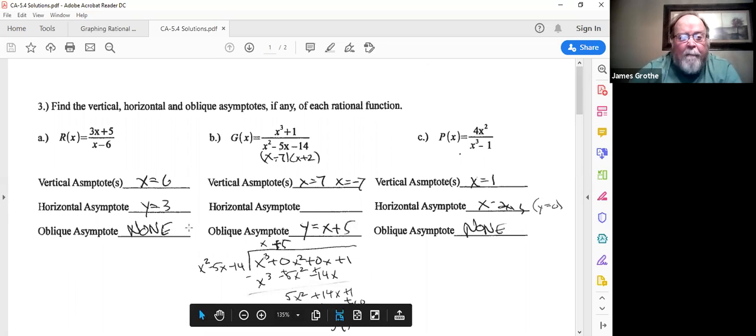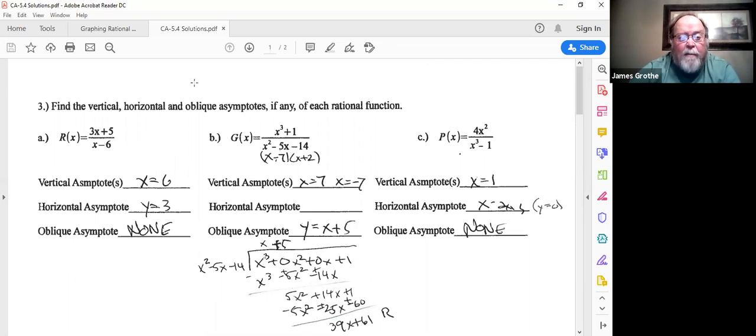Let's go to letter B. Letter B, vertical asymptote. Oh, the denominator is 0. Our denominator is x squared minus 5x minus 14. Remember that factors into x minus 7 times x plus 2. So when I set that equal to 0, and then set each factor equal to 0, I have x minus 7 equals 0, which will give me x equals 7. And I'll set x plus 2 equal to 0, which will give me x equals negative 2. So x equals positive 7 will be one vertical asymptote, and x equals negative 2 would be a second vertical asymptote. There are two for this graph.